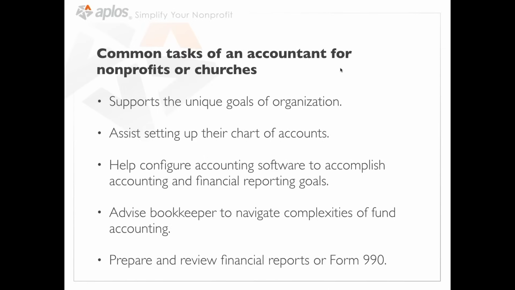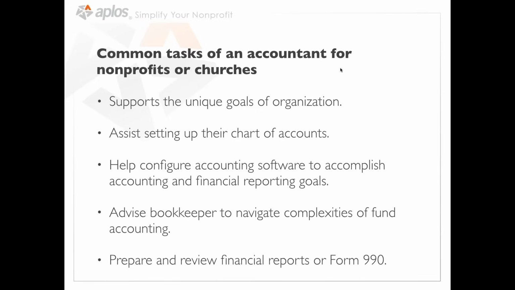For accountants and bookkeepers and anybody that needs to track financial data for a church or a nonprofit, there are a couple of things they all have to go through. One is they have to support the unique goals of the organization. Most churches and nonprofits are philanthropic in nature, but each of them differs. There might be common threads you can tie between certain types of nonprofits, but really every organization is different. You all have different goals or missions or unique perspectives on how you want to approach your mission. So every one is different.